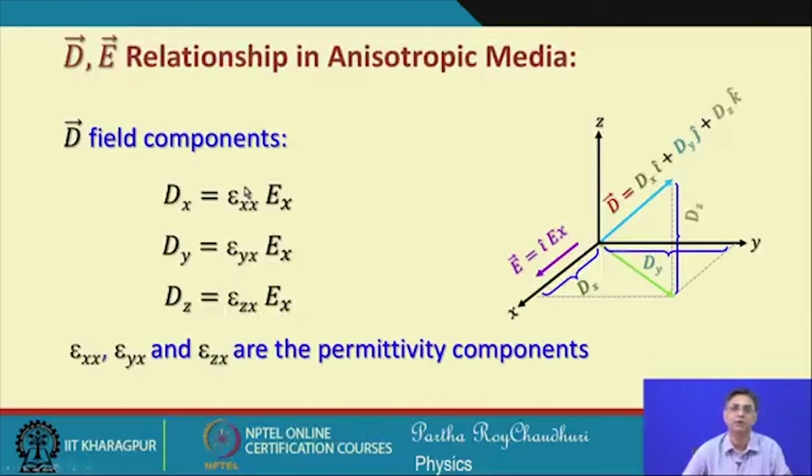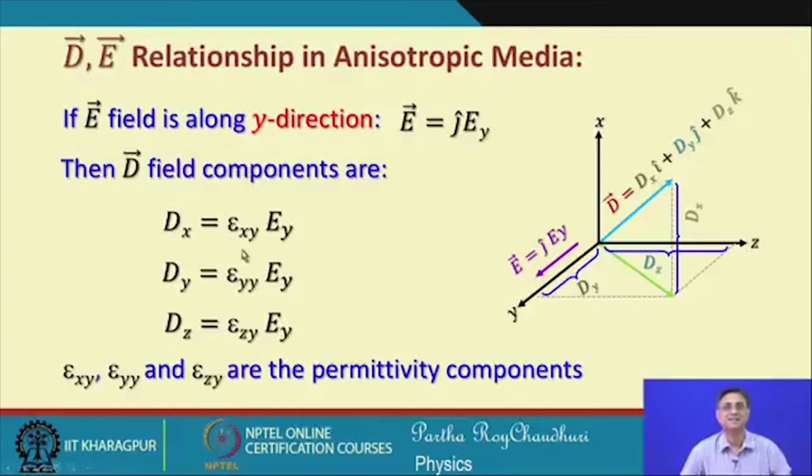So, we have been able to decompose the three displacement components arising out of electric field only along the x axis. So, these epsilon x x, epsilon y x and epsilon z x are the permittivity components of the medium when the electric field is incident along the x axis.